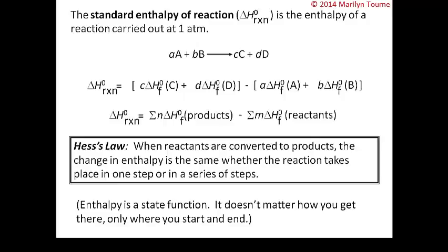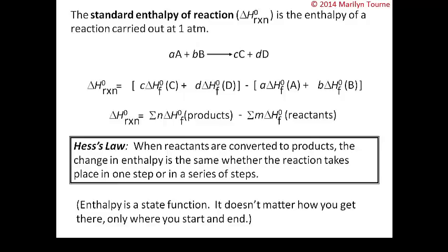For example, consider this hypothetical reaction that I have here. aA plus bB produces cC plus dD, where the little a, b, c, and d are the stoichiometric coefficients. For this reaction, the standard enthalpy of reaction is equal to products minus reactants. It's basically the sum of the standard enthalpies of formation of the products minus the sum of the standard enthalpies of formation of the reactants.